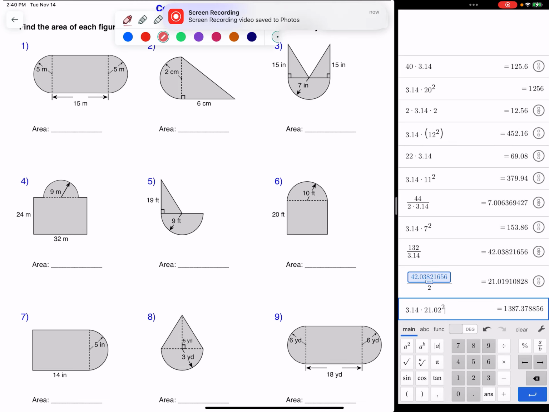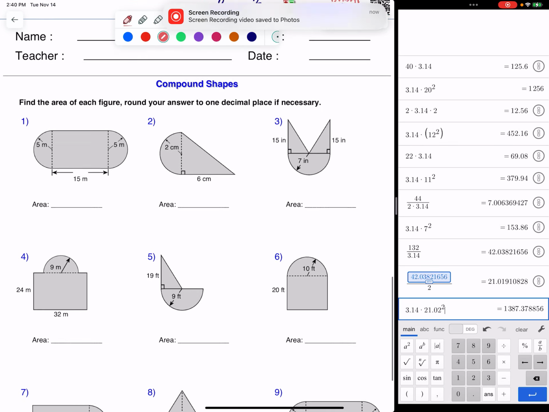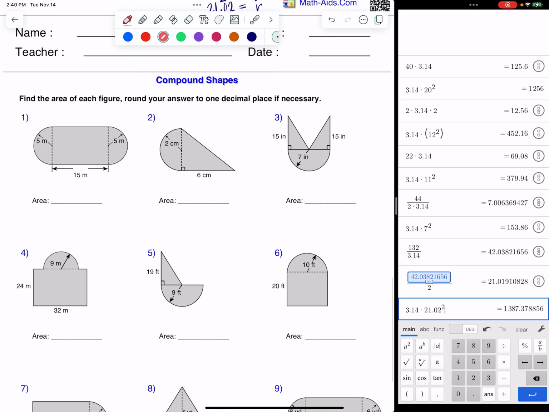Welcome back, math fans. Let's take a look in this video at some compound shapes. What that means is we are going to take all of the shapes we've talked about, we're going to glue some of them together, and we are going to calculate the area of those resulting shapes. This is what happens when math teachers go wild.